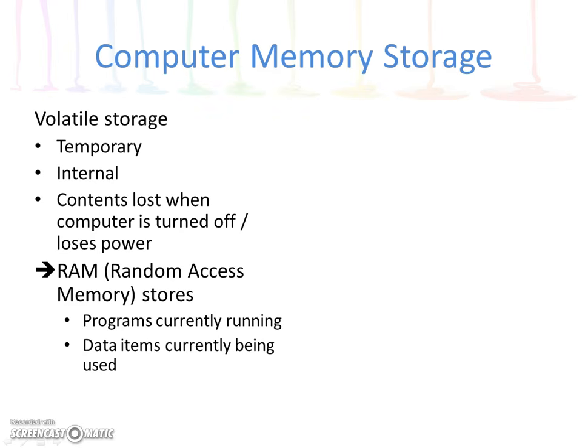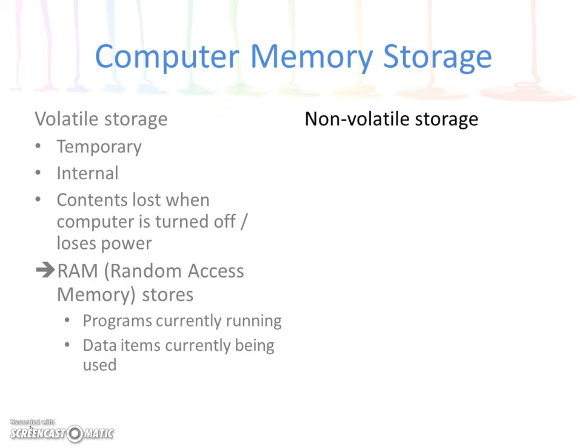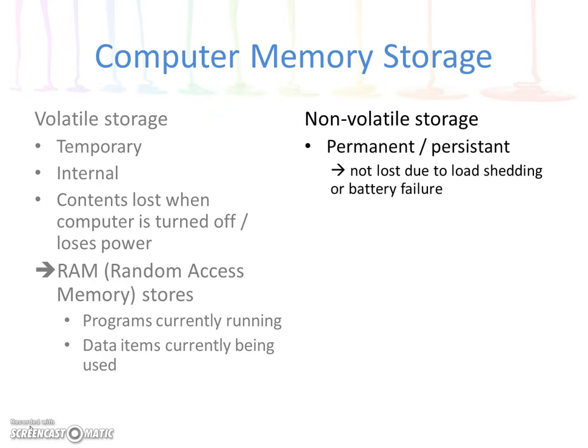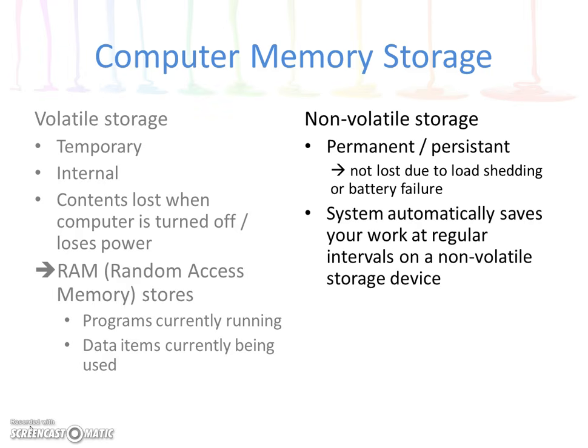But what happens if you want to retrieve or modify stored instructions later? Which brings us to non-volatile storage. This is permanent and persistent storage. It's not lost due to load shedding or battery failure. The system automatically saves your work at regular intervals on a non-volatile storage device. Some examples are CDs, DVDs, external hard drives, and flash drives.